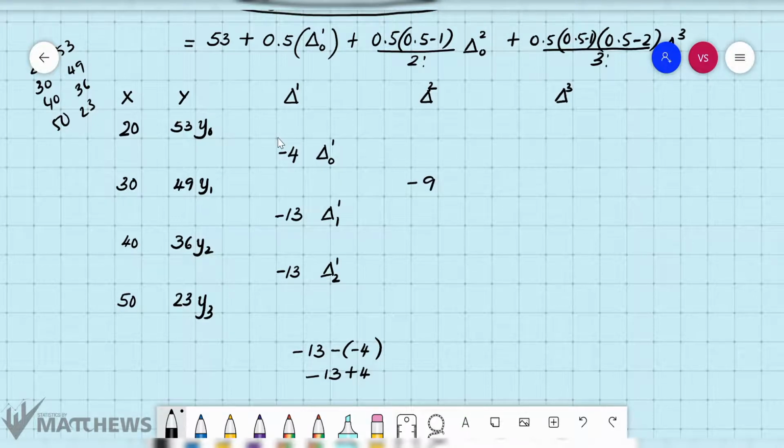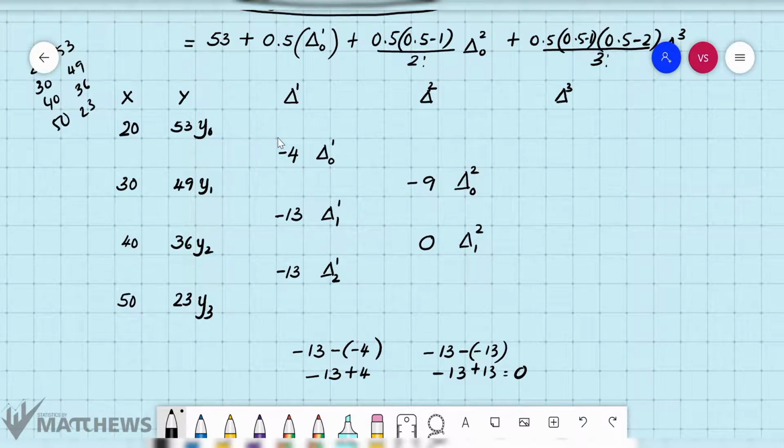Okay, the next one, delta 2 raised to 1 minus delta 1 raised to 1. It's how much? It is minus 13 minus of minus 13, that is minus 13 plus 13, which is equal to 0. That means this would be 0. I'll take this as delta naught raised to 2, and this is delta 1 raised to 2. Okay, second leading difference column.